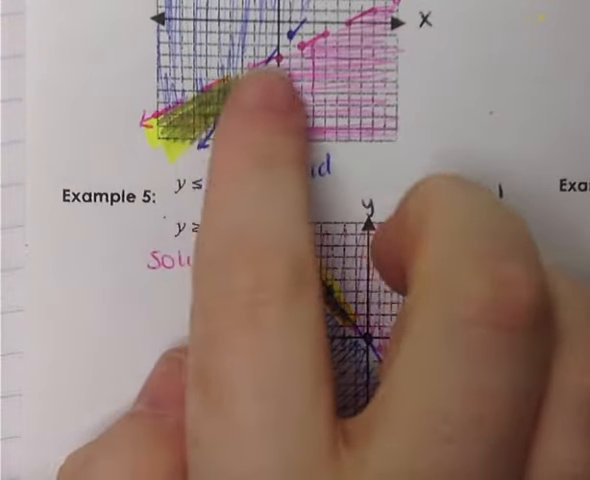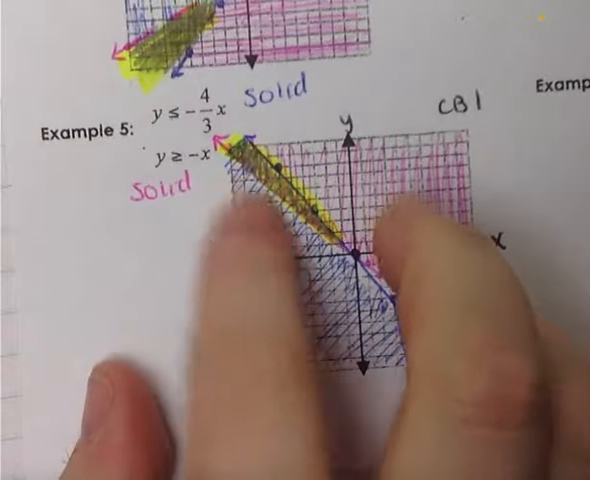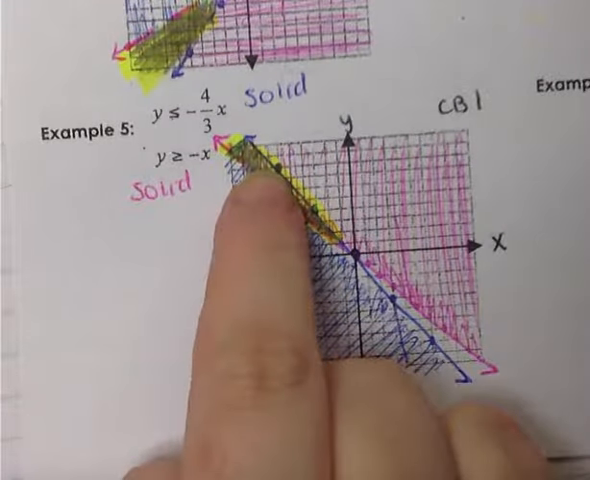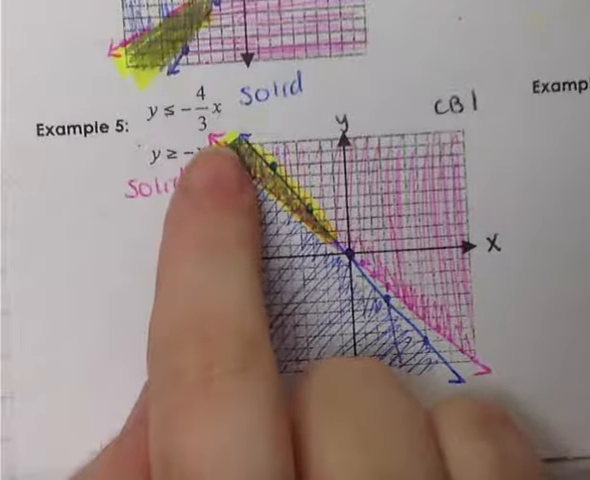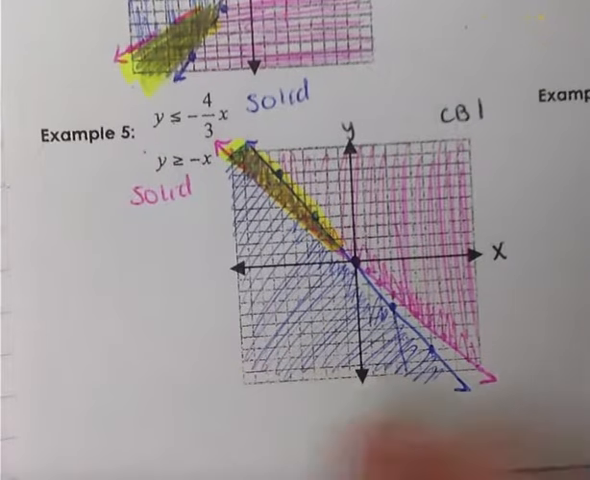So before, when we had dotted lines, the coordinates on the lines were not solutions. But now, since they're solid, that coordinate is a solution. So that coordinate right there is a solution to this system. And any coordinate inside of that shaded region is also a solution.